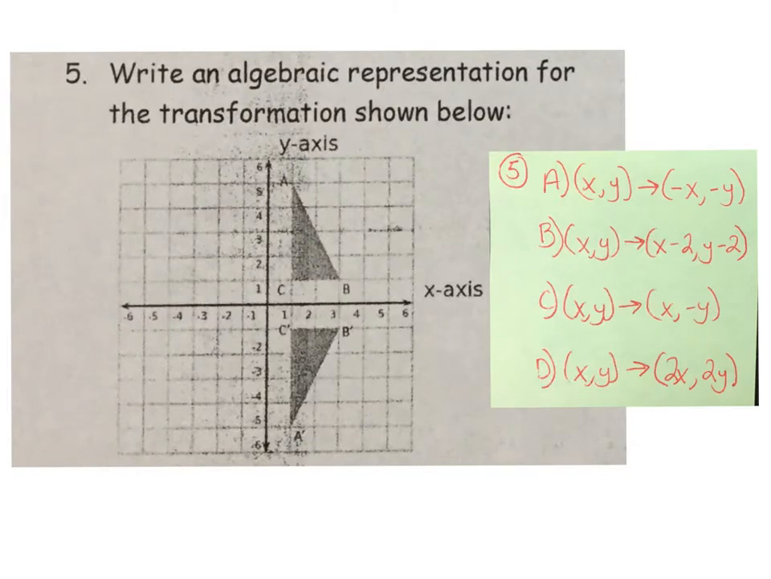For 5, write an algebraic representation for the transformation shown below. So if you look at this graph, it looks like we have a transformation of a reflection. And it's reflecting over the x-axis, which I'm going to highlight right here in green. Okay, so if it reflects over there, you're going to pick one of these answers here. Okay, so we have A, B, C, or D. So go ahead and write the whole answer out, whichever one you think will be the best one for a reflection over the x-axis.